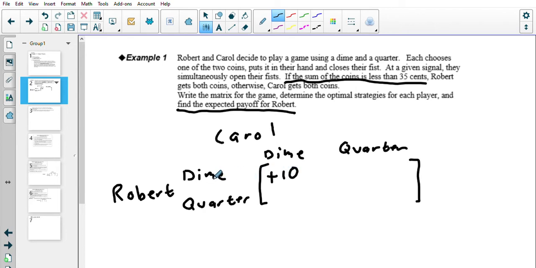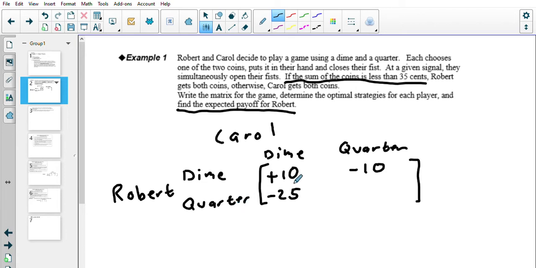If Robert shows a dime and Carol shows a quarter, then the sum is 35 cents. So since it's not less than 35, that means that Carol would get the coin. So Carol would get Robert's dime. So again, from Robert's perspective, Robert is losing a dime. He's losing 10 cents. And then let's think about if Robert shows his quarter and Carol shows the dime, then again, that's a 35-cent sum. So the sum is not less than 35 cents, so Carol gets the coins. So Carol would get Robert's quarter, meaning that Robert would lose 25 cents.